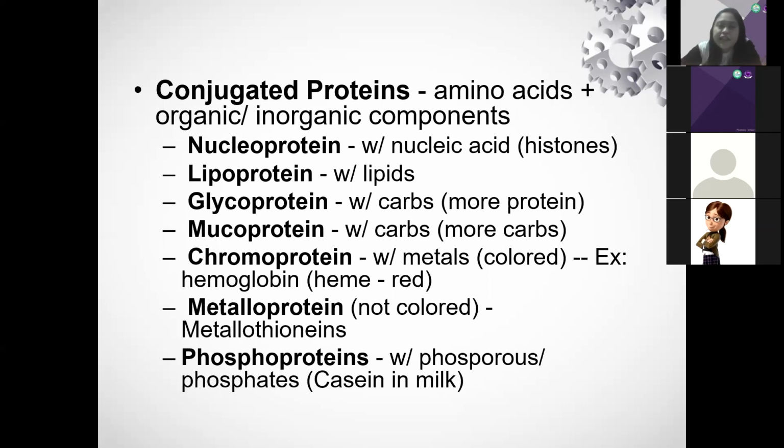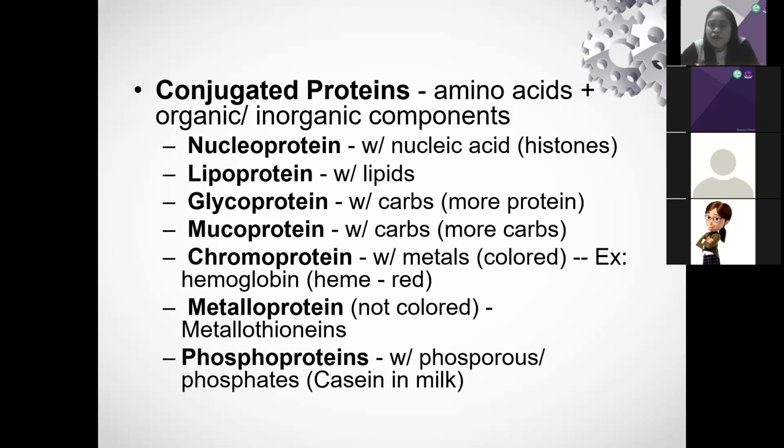And then for carbohydrates, we have two: glycoprotein and mucoprotein. The difference is which one is greater. If there is more protein, we call it glycoprotein. But if there are more carbohydrates, we call that mucoprotein. That is also true for metals.